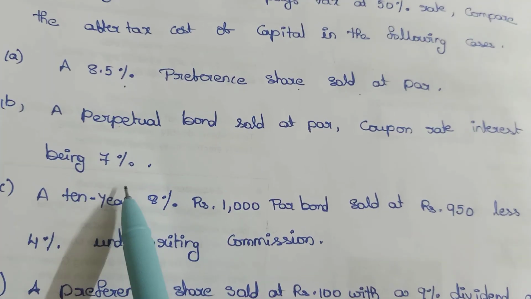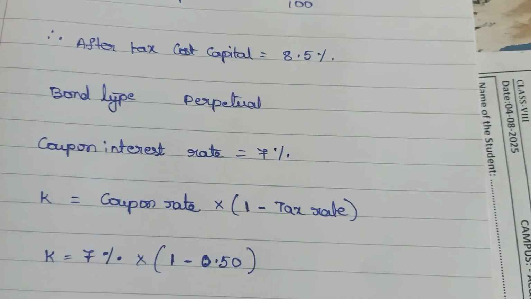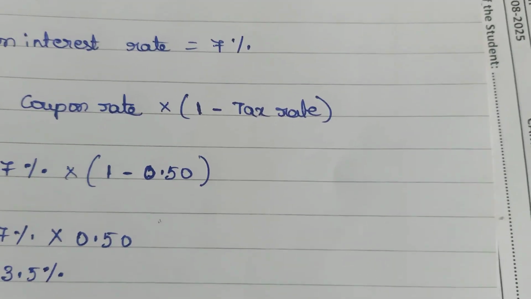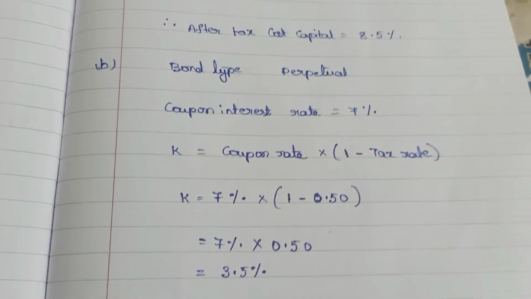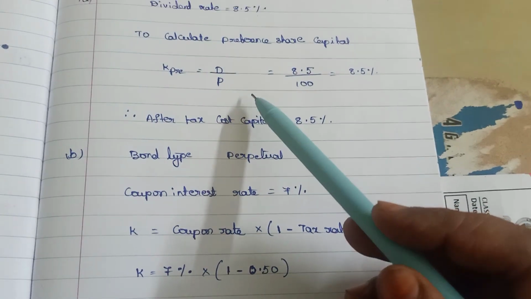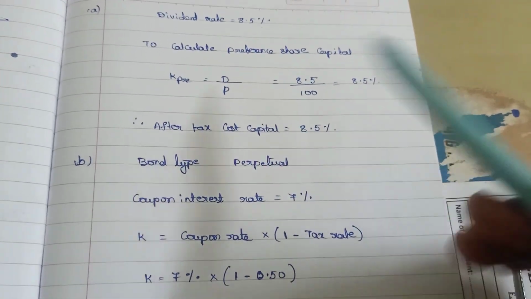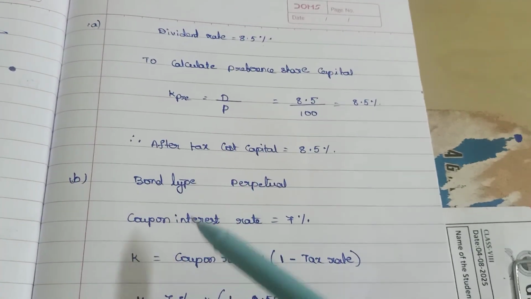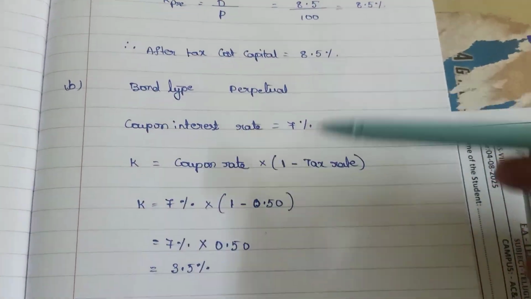So the after-tax cost of the bond sold at par with the coupon interest rate is 3.5%. In this sum, they have already given the earnings directly, so we can't calculate it using the pro forma. We just have to do the sum directly, stepwise.